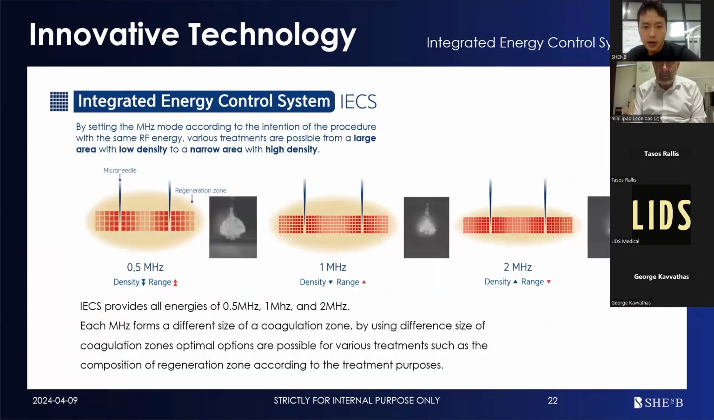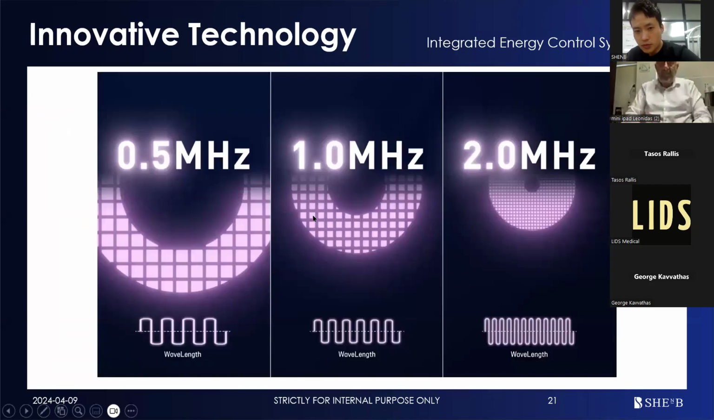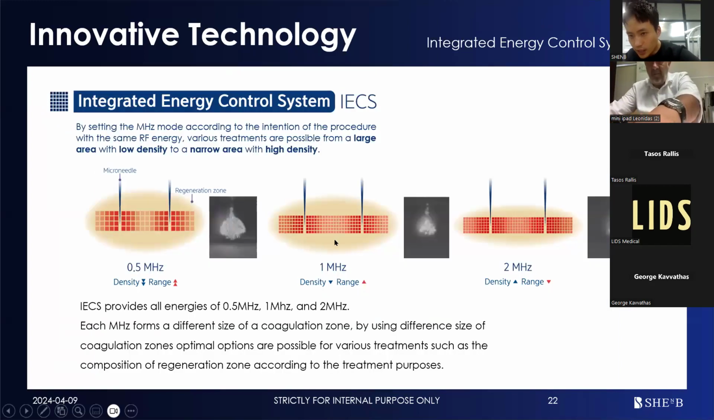Currently, for the Smart RF, we have 2 frequencies, just like VivaChat. When we do a lifting effect, it is better that we use 1 megahertz. And when we do upper layer targeting, it is better that we use 2 megahertz.